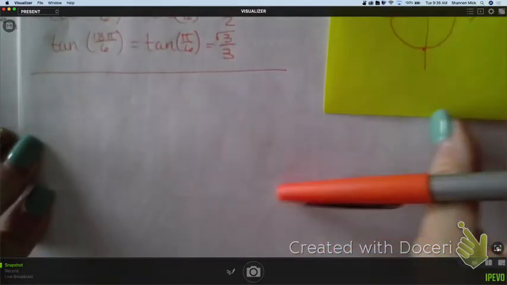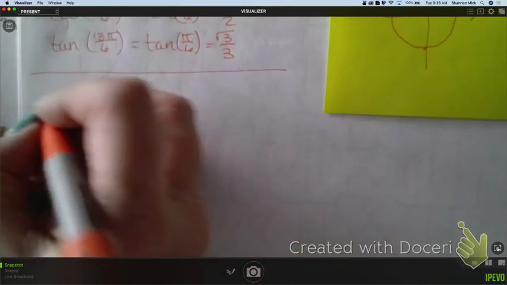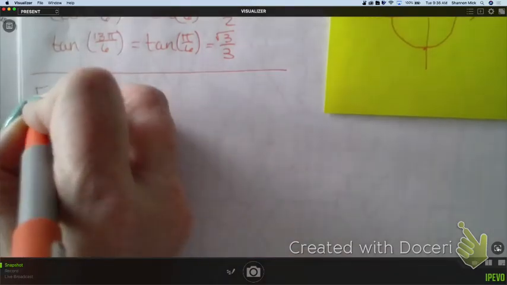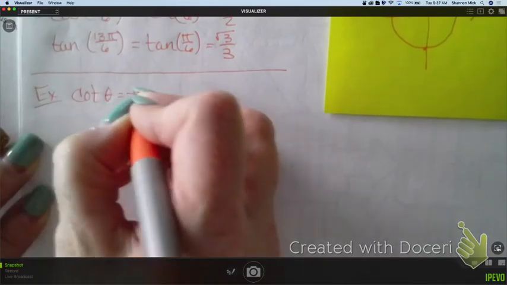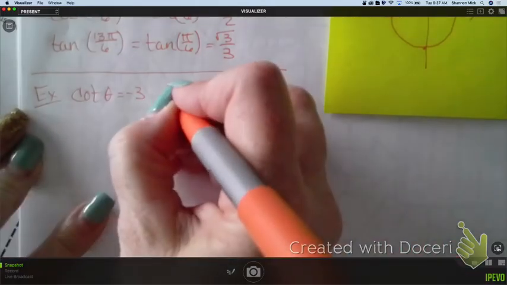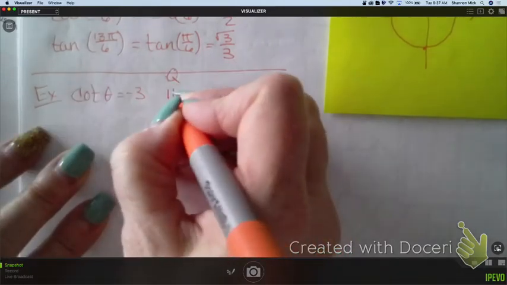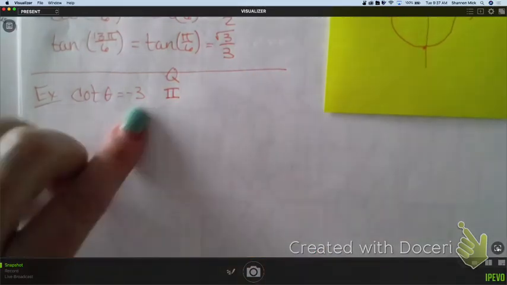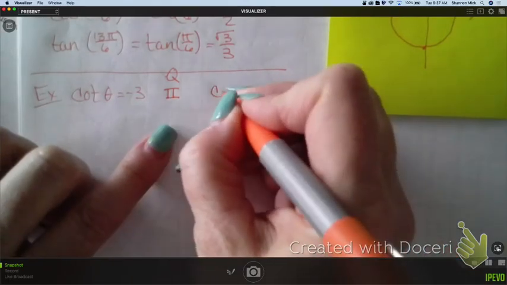Okay, so I'm going to give you the cotangent of theta equals negative 3. Okay, I'm going to tell you that. It is in quadrant, well, I'm going to put Q up here because I'm going to do a couple of these. What quadrant is it in? 2. And I want the cosecant.